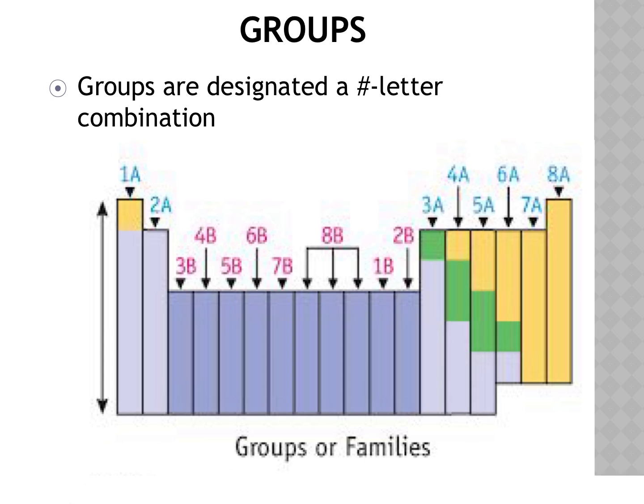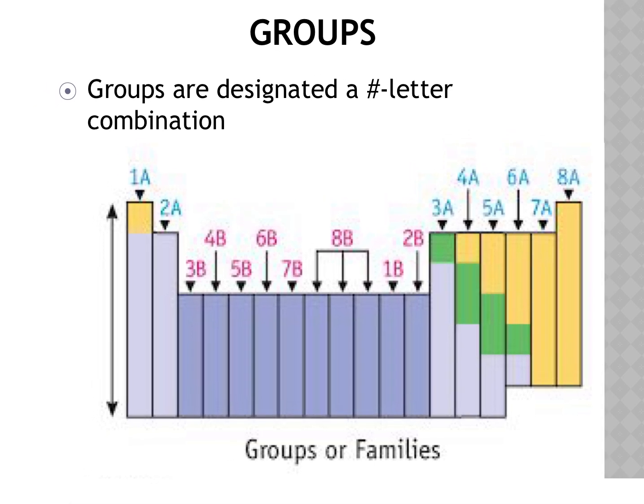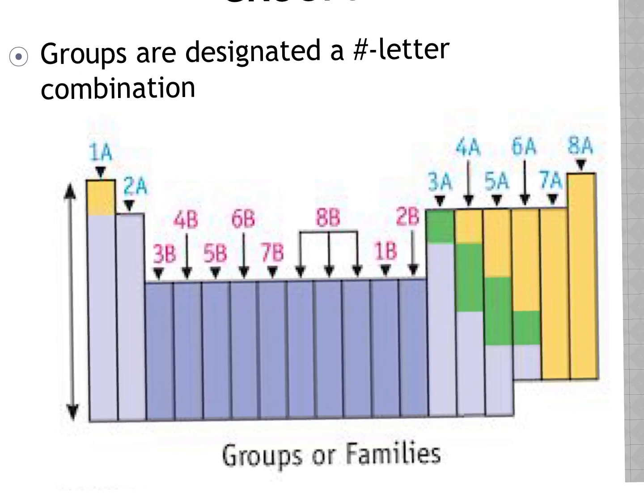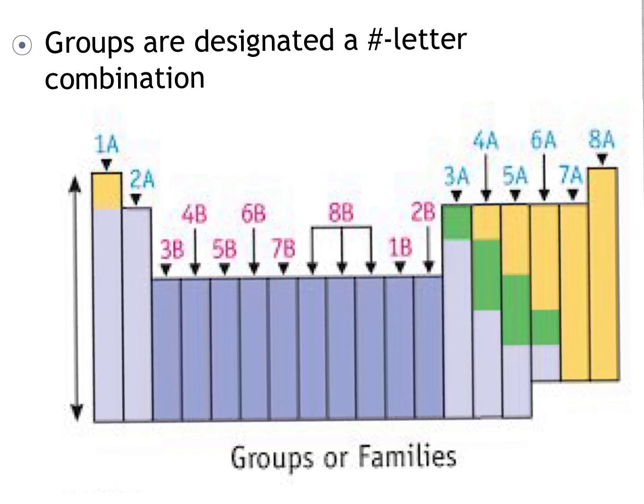We talked about how columns are called groups or families. If you look at the periodic table, there are 18 different columns, so we have to have a way to keep track of them. Each column gets a numbered letter combination. On your second periodic table, go ahead and label the numbered letter combos. You don't have to shade in the columns, but you do need to know that the first column is called 1A, and the second column is 2A.